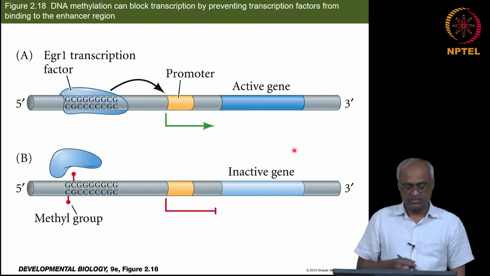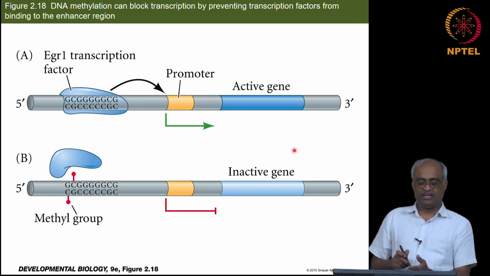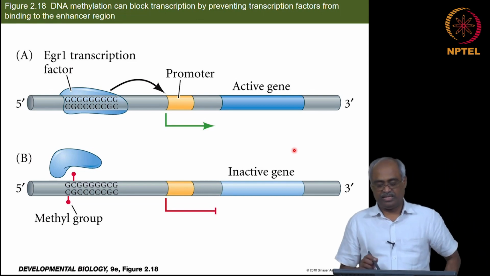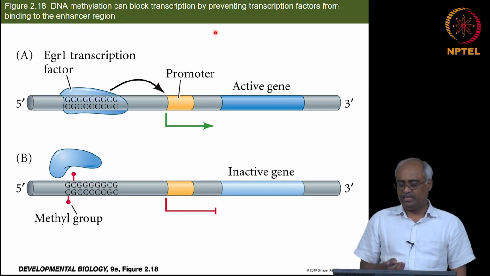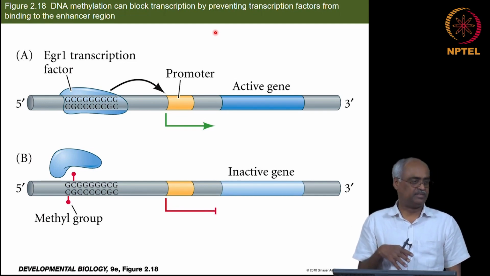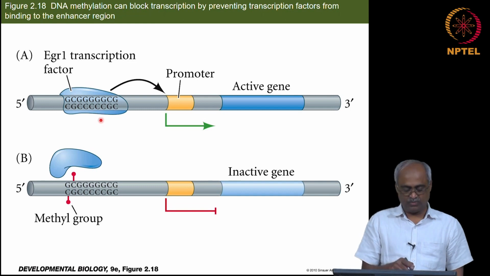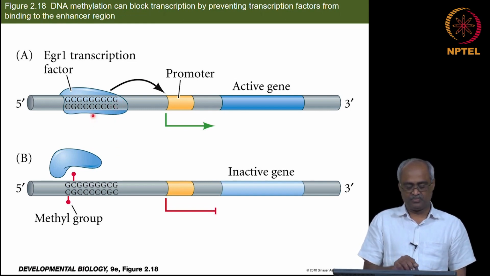So, now how do you perpetuate this? That is where we are getting to. Usually this methylation blocks transcription by preventing transcription factors from binding to the enhancer. Sometimes it is the opposite as well, where some inhibitors will bind to the unmethylated one and will not bind the methylated one. In this particular cartoon what we have is this sequence.